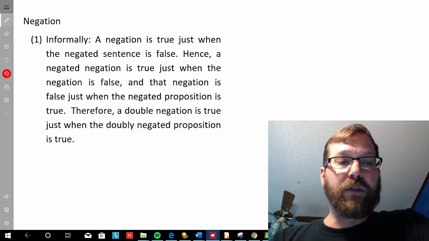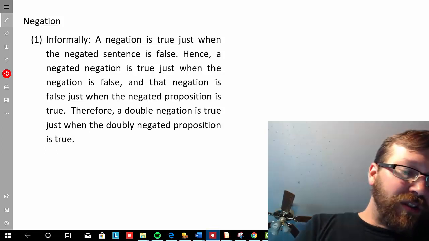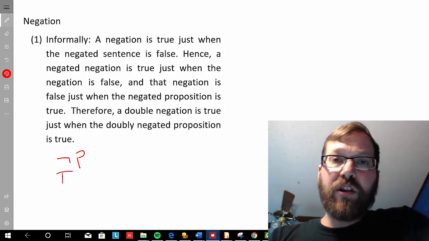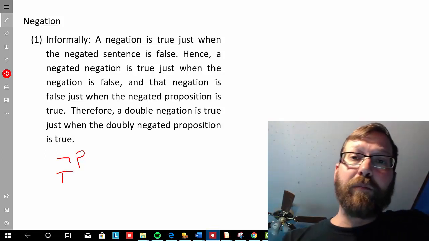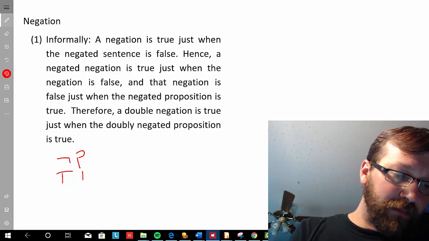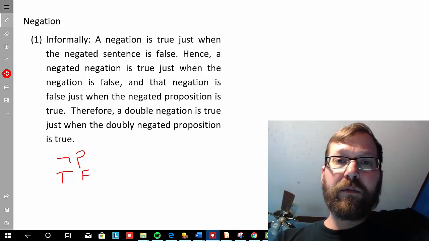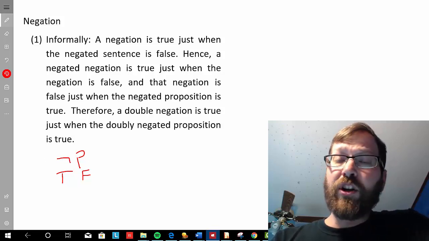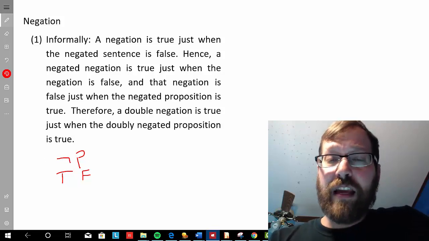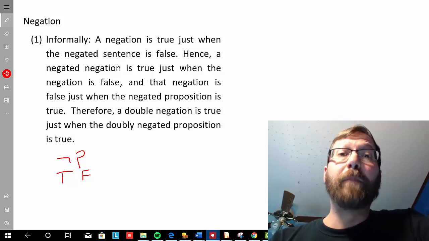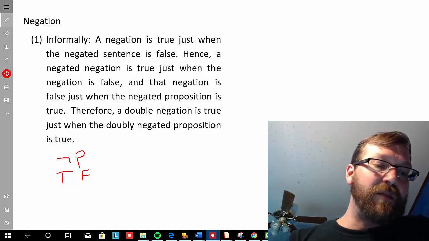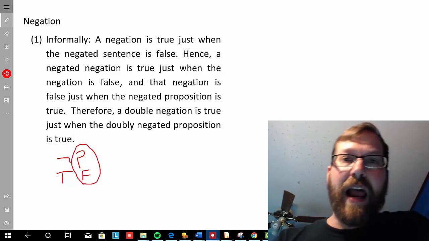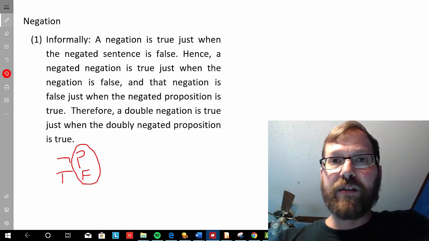Let's take a look at it informally first. So a negation such as not the case P is true just in case the proposition being negated is false. And that's because not the case P is to say that the very thing it's asserting is that P is false. Well, when is that right? It's right just when P actually is false. No surprise there.